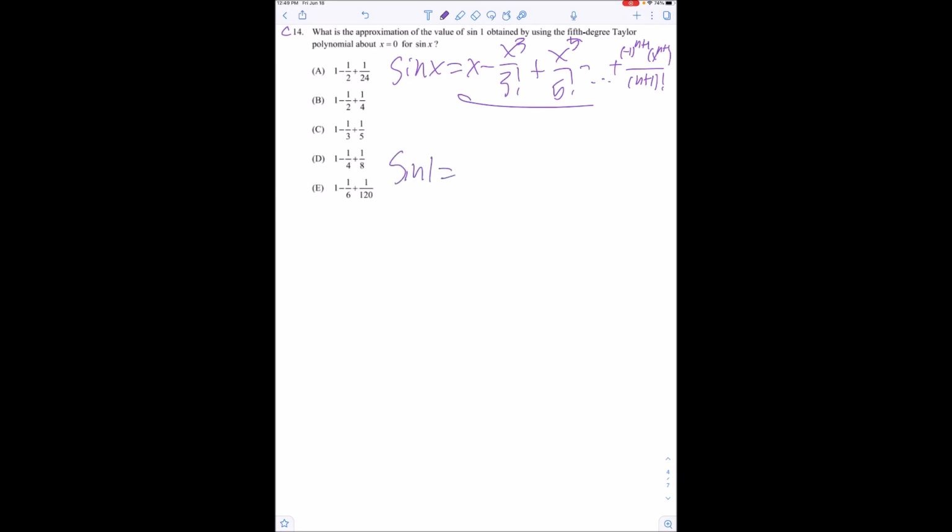Then we're just going to plug in: sine of 1 equals 1 minus 1 cubed over 3 factorial plus 1 to the 5th over 5 factorial. And then, just to simplify that, sine of 1 equals 1 minus 1 cubed is 1, 3 factorial is 6, 1 to the 5th is also 1, and 5 factorial is 120, making E the correct answer.